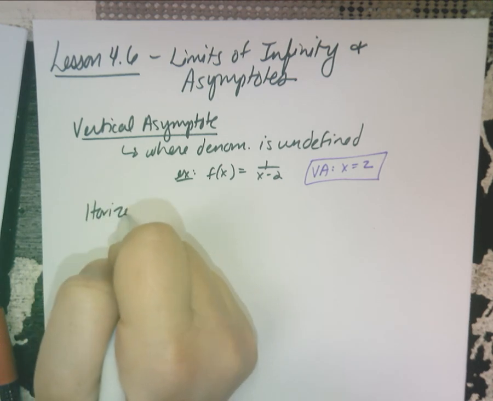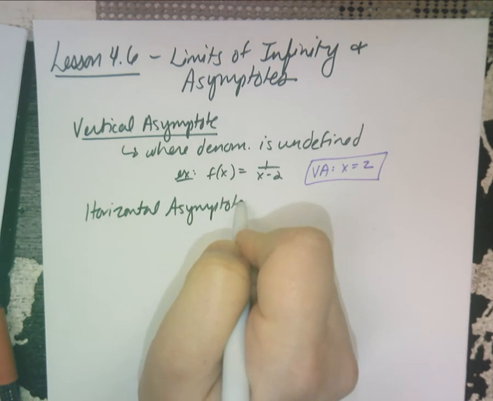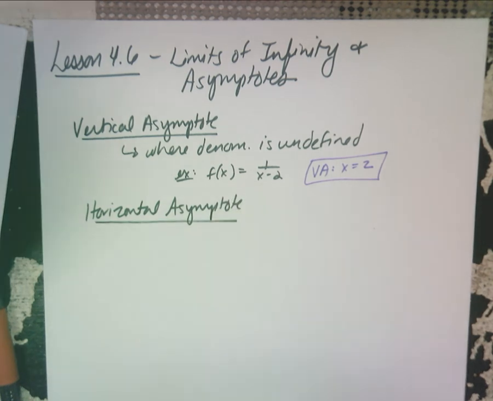Now, horizontal asymptotes, there's only 3 types that it can possibly be. And we learned this last year in pre-calc. Your 3 types are, you could have y equals 0, none, or the coefficient. Your answers tonight for horizontal asymptote are all going to be the same: none, y equals 0, or a coefficient.